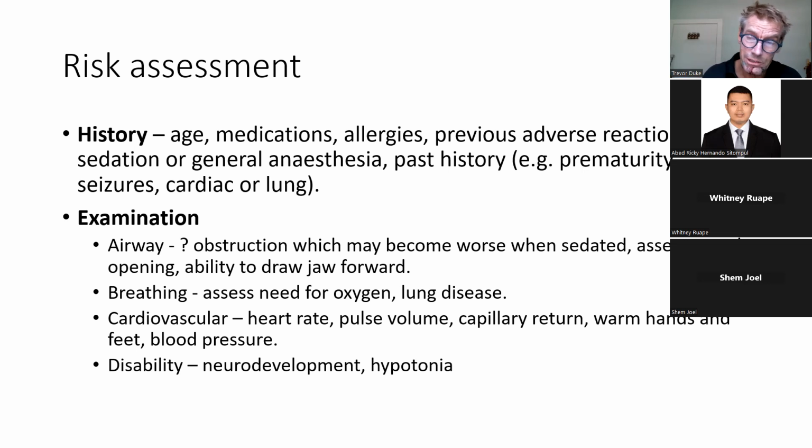But if the child's got pre-existing lung disease, for example, some chronic lung disease or asthma, then they may be at more risk of a breathing problem when you give them some sedation. And assess their cardiovascular risk. Make sure they don't have any signs of circulatory impairment, and assess their A, B, C, D for disability or neurodevelopment. Obviously, children that are hypotonic, that is floppy, or have spasticity, are at high risk of complications during even light sedation.